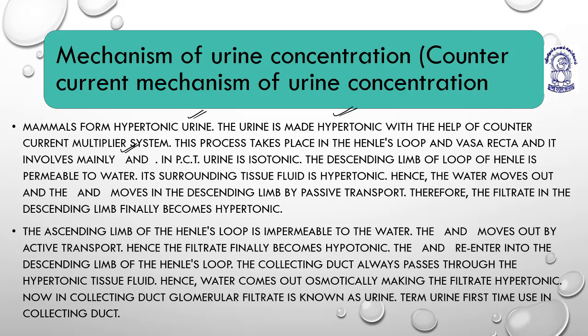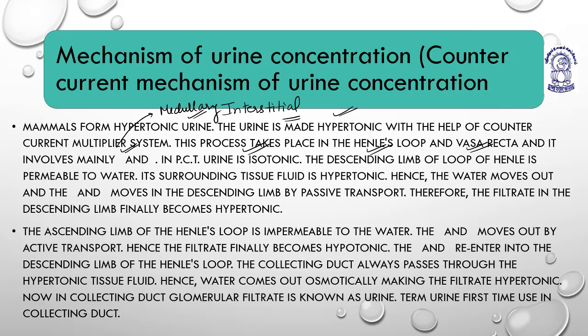So the urine is made hypertonic with the help of the counter current multiplier system. This process takes place in the loop of Henle and vasa recta, and it mainly involves the medullary interstitial regions, like the loop of Henle and vasa recta. I will write here: medullary interstitial region, loop of Henle and vasa recta.